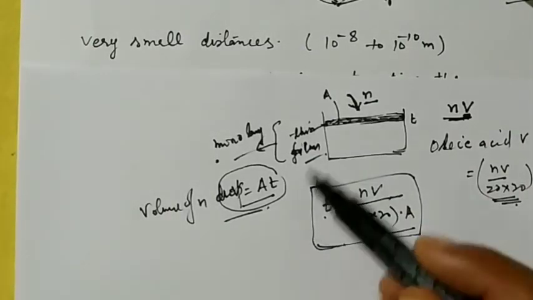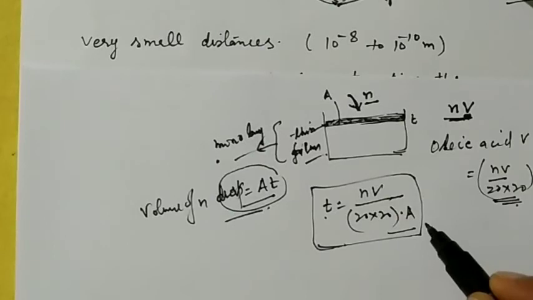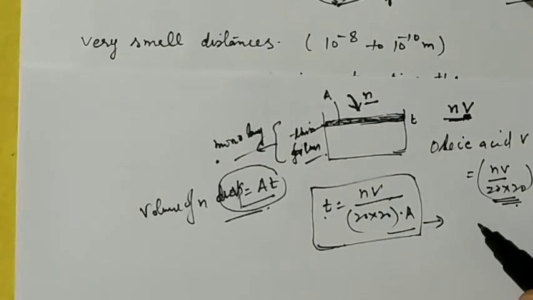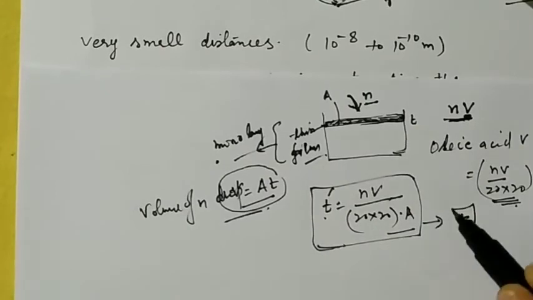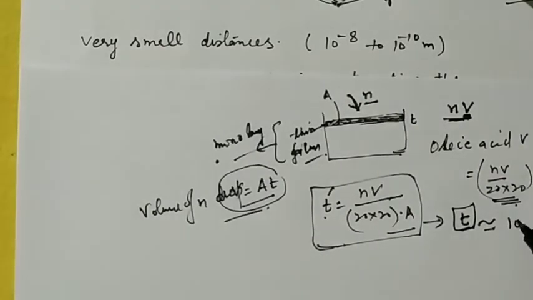As you know the thickness, we are able to find out the diameter of the oleic acid molecule. So the diameter of the oleic acid molecule will be equal to t, and it is found to be approximately 10⁻⁹ meter.